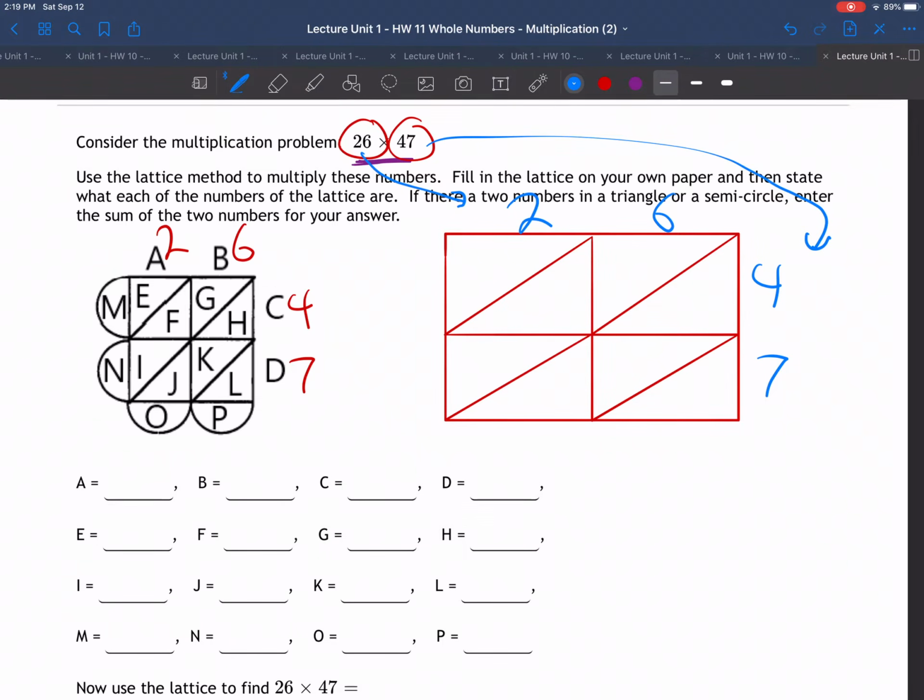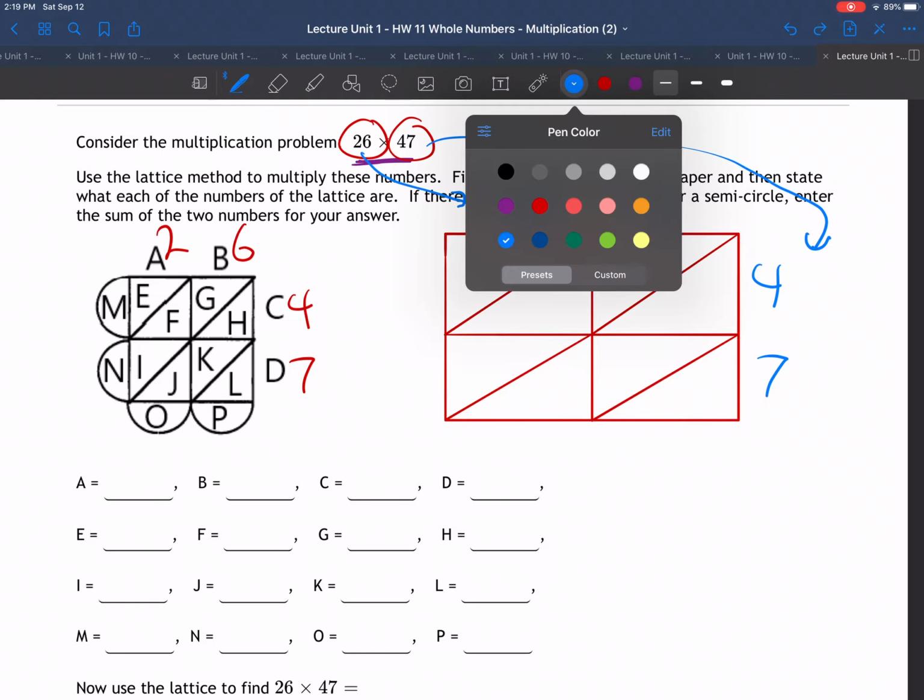And now you're going to multiply by multiplying the individual digits. By the way, notice this is different than the grid method because I don't write 20 and I don't write 40. I just write 2 and 4. Okay, so what do we do now?